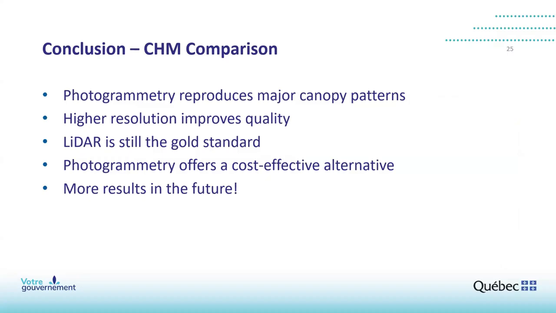To conclude this comparison, the results show that photogrammetric canopy height models are able to reproduce the main canopy patterns observed with LiDAR data. As expected, a higher spatial resolution leads to improved quality and finer representation of forest structure. LiDAR remains the gold standard for canopy height models, especially in terms of accuracy and reliability. However, photogrammetry offers a cost-effective alternative that supports many operational needs, particularly when frequent updates or large area coverage are required.